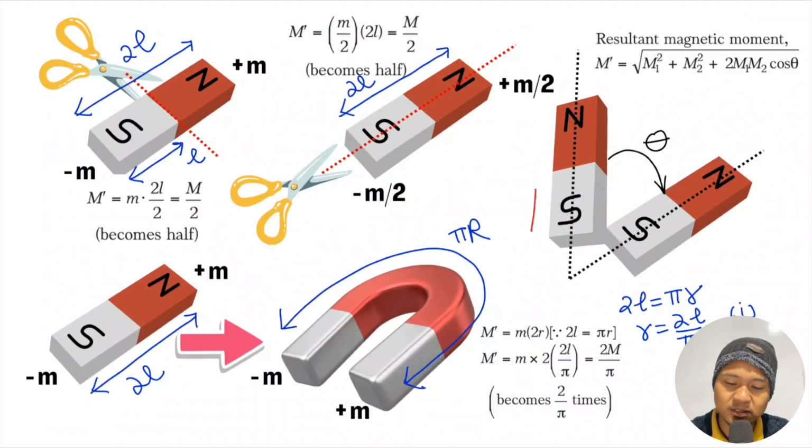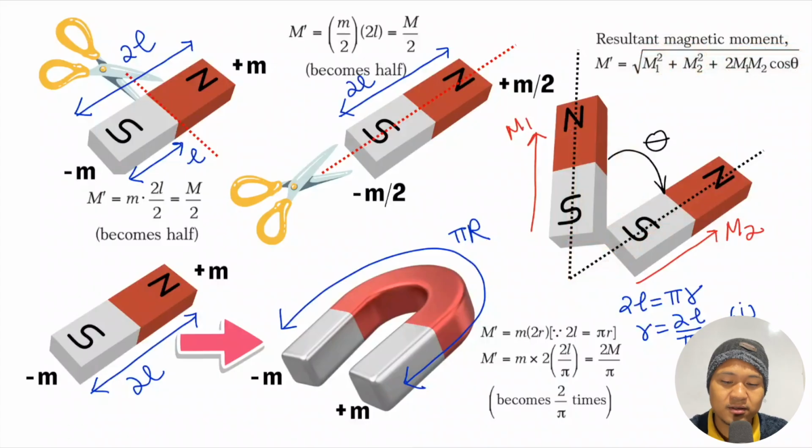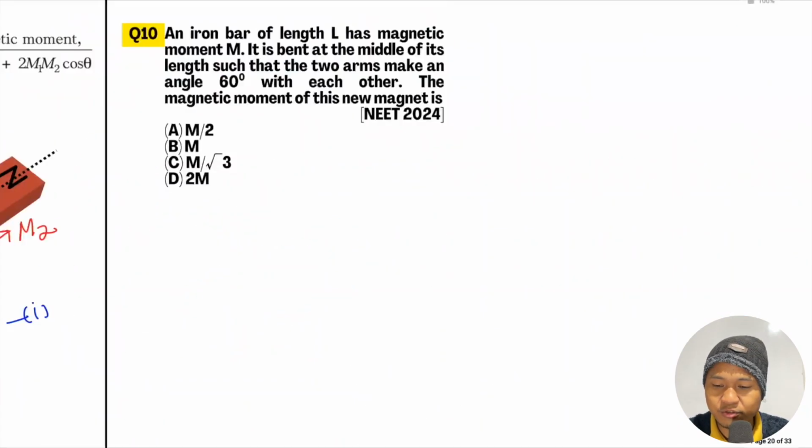So that means here you have m1, and here you have m2, both pointing outwards. So like this, two vectors at angle theta. So the resultant will be square root of a square plus b square plus 2ab cos theta. That is the formula. Okay, then let's try to solve some questions.